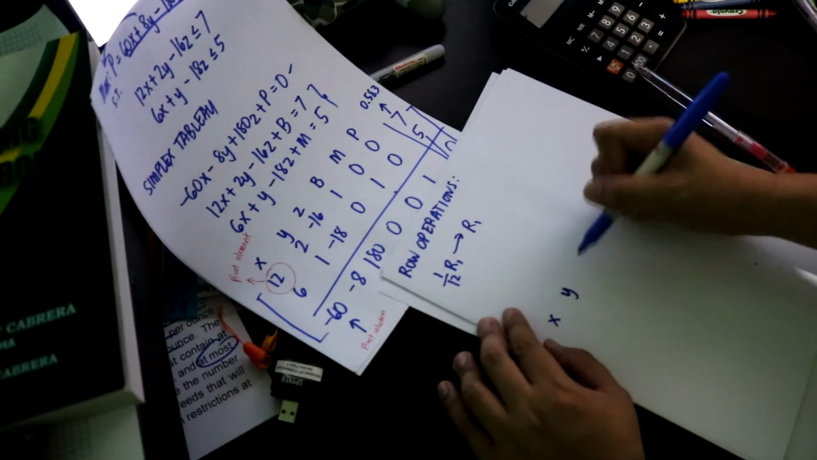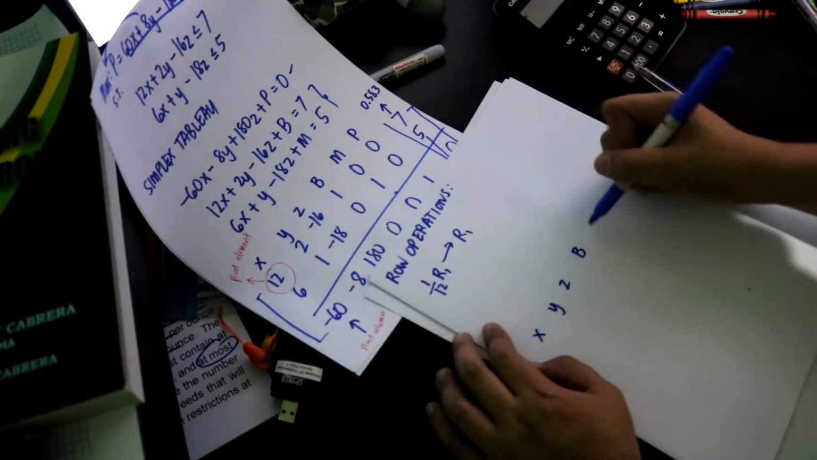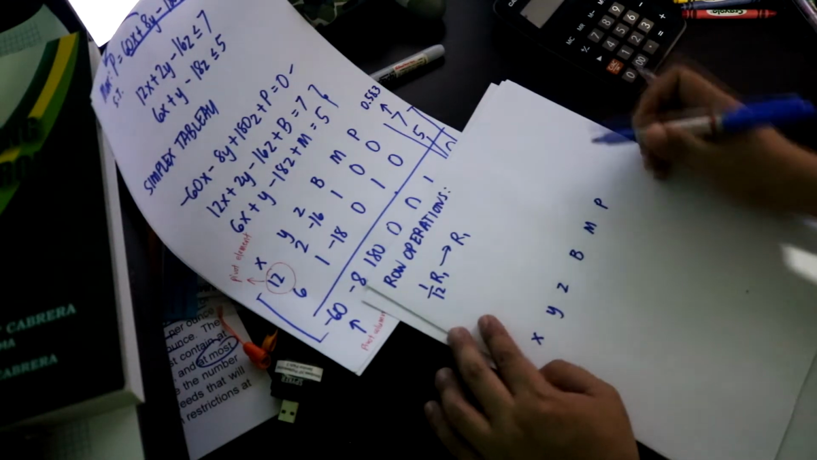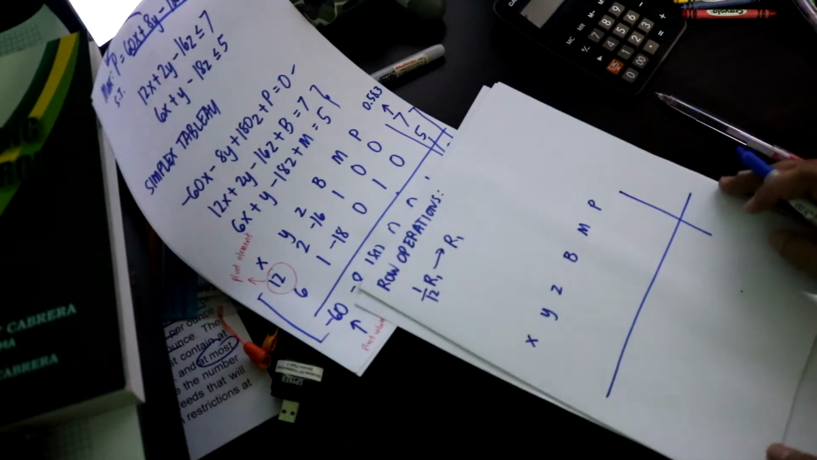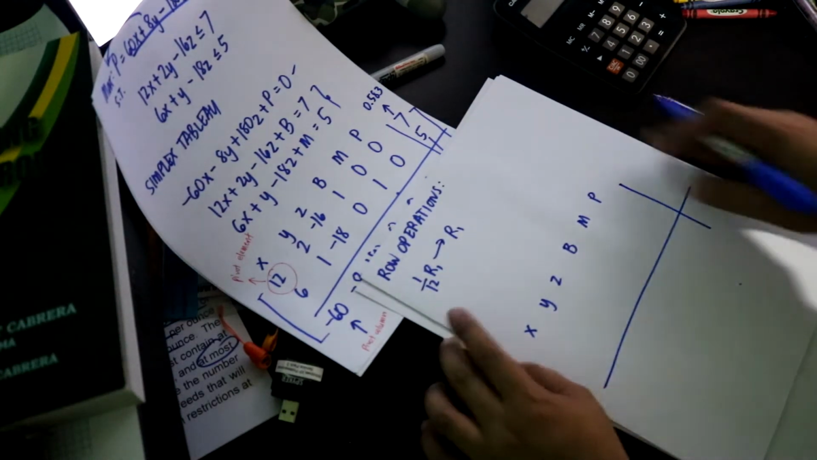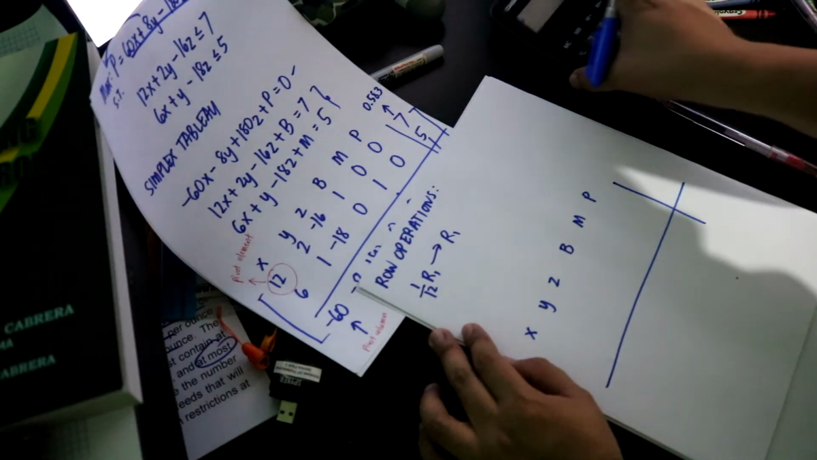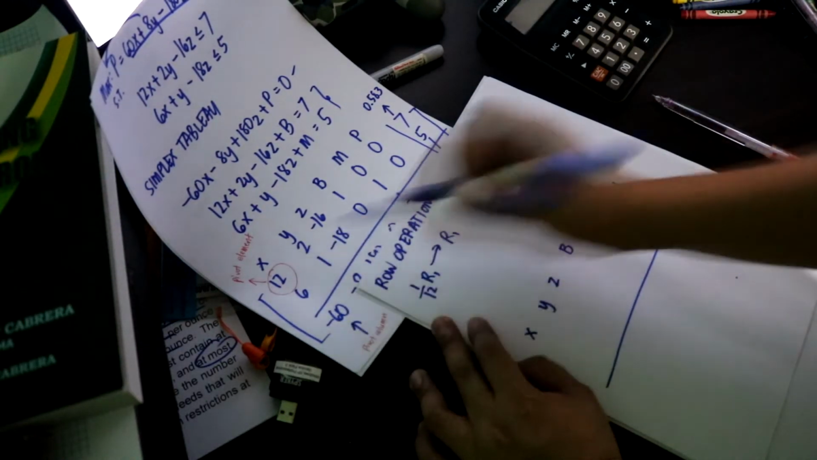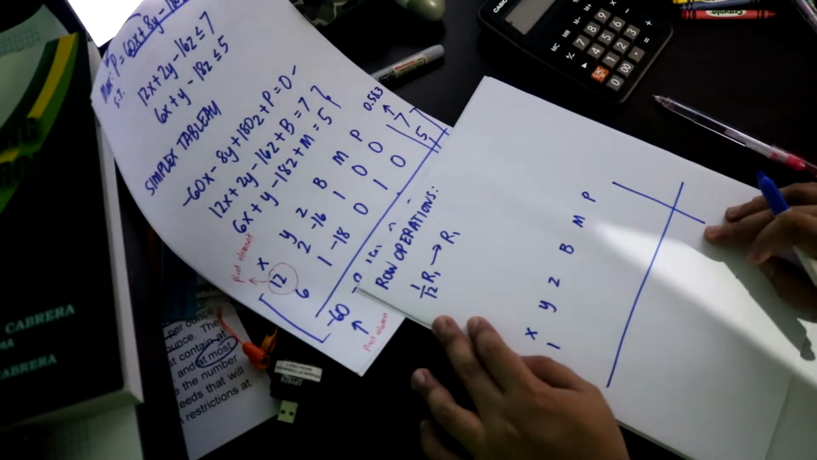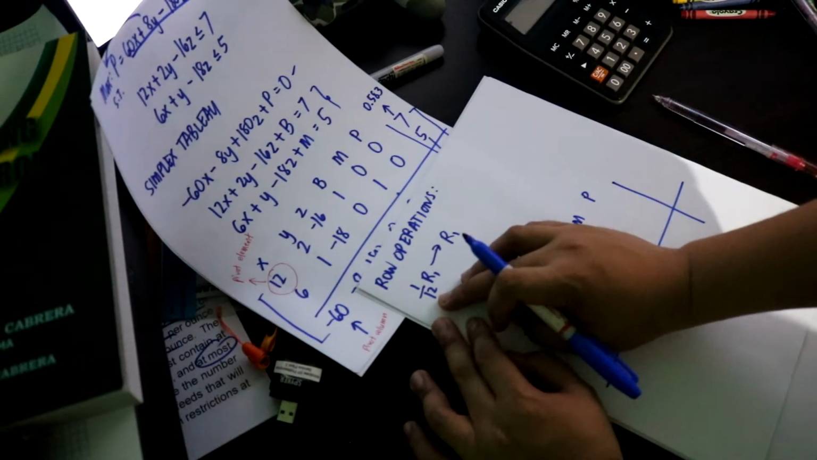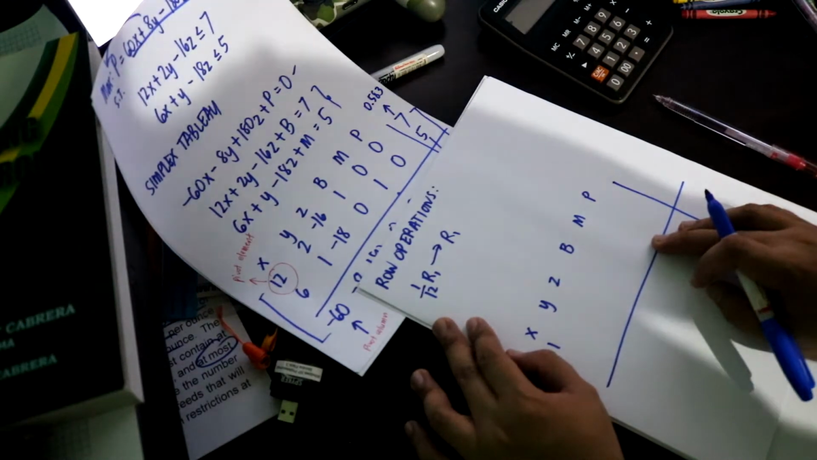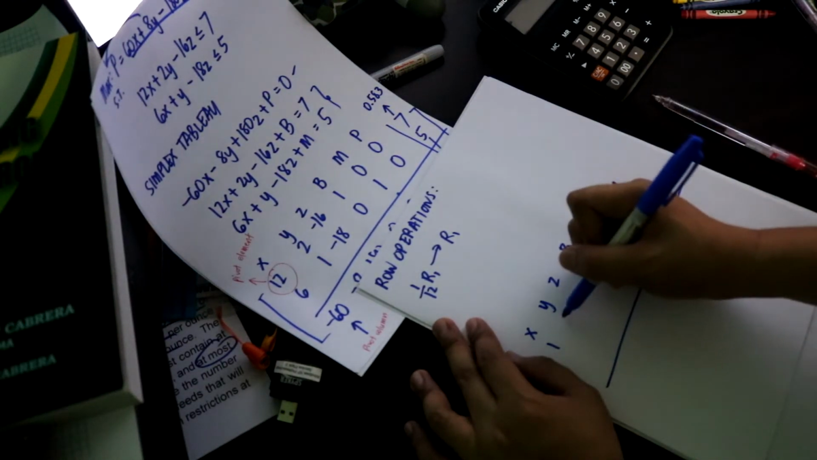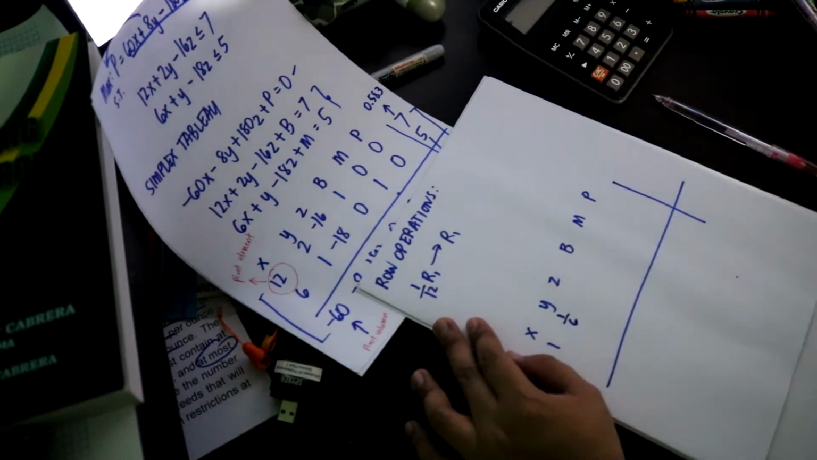X, Y, Z, B, M, P. And now we are going to perform our first row operation. So 1 over 12 times 12 would be 1. 1 over 12 times 2 would be 1 over 6.